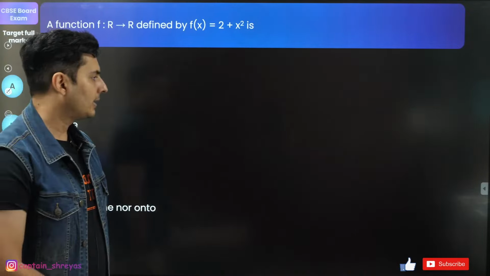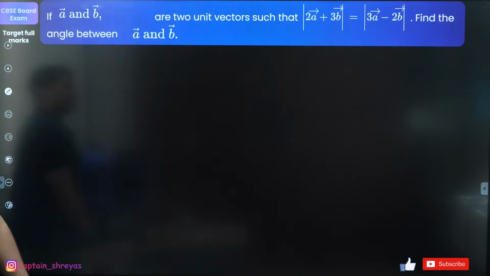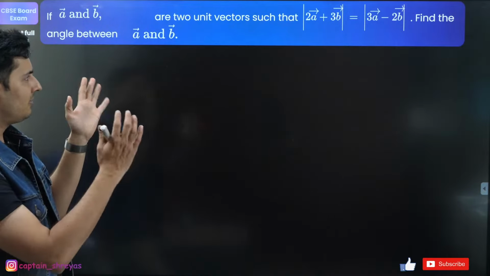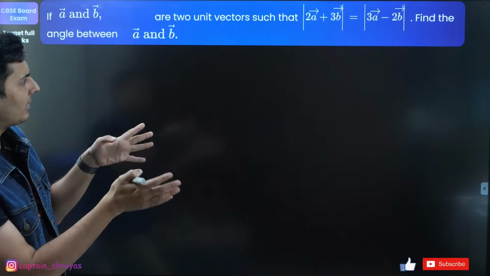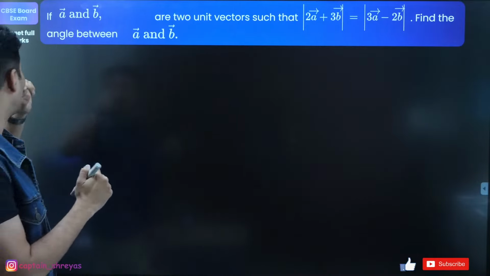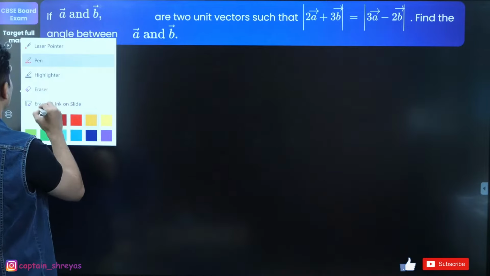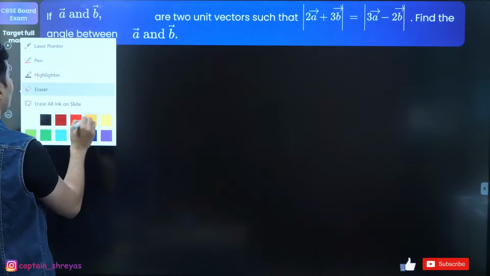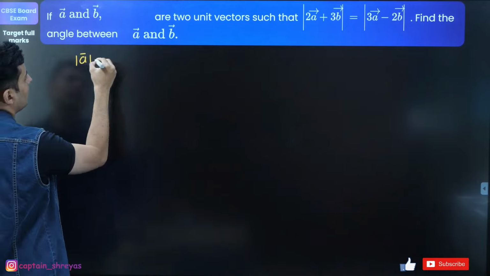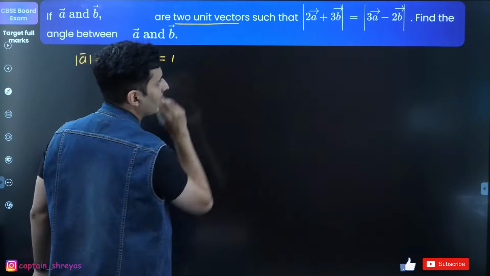Great. Moving on. A and B are two unit vectors such that the magnitude of 2a plus 3b is equal to the magnitude of 3a minus 2b. Find the angle between A and B. As per the given question, the magnitude of A is 1, and the magnitude of B is also 1, because they are unit vectors.